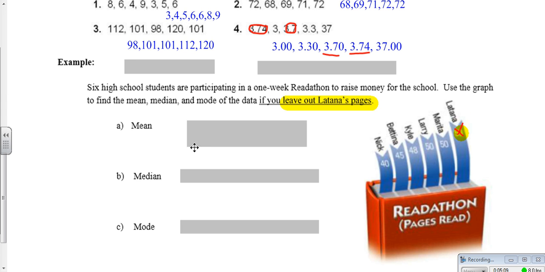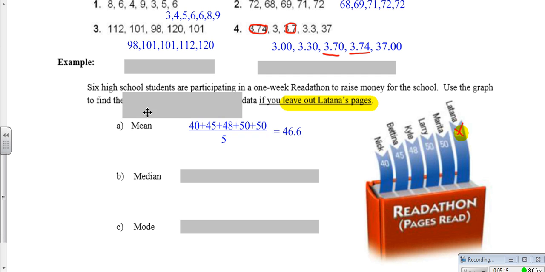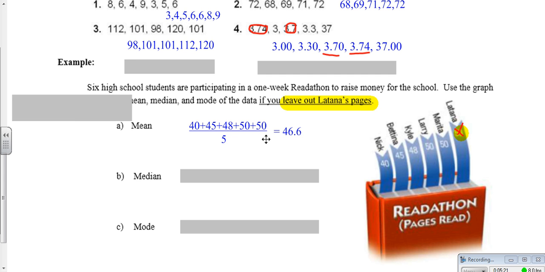Okay. Mean. What we talked about, mean would be to add up the numbers and then divide by how many numbers there are. And there are 5. So we would get 46.6. Add them up and divide by 5. If you're using a calculator, you might want to make sure that you put parentheses around this so you get the right answer.